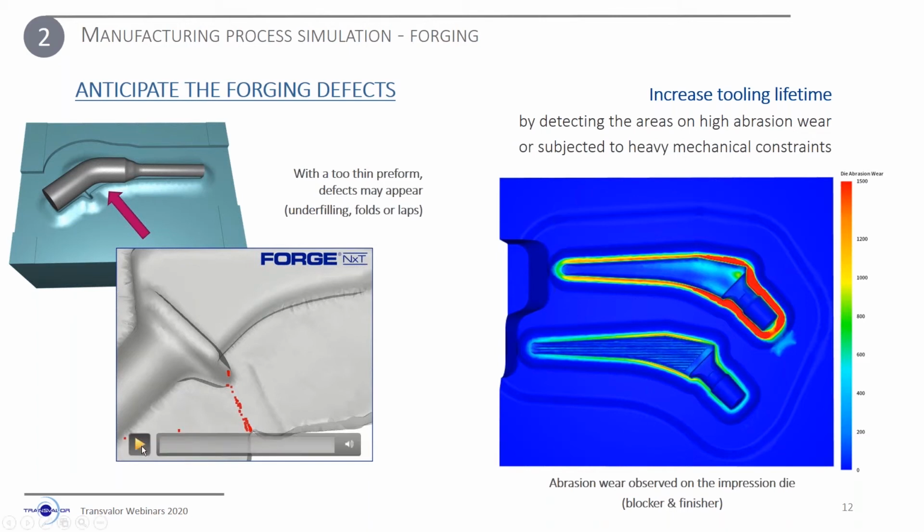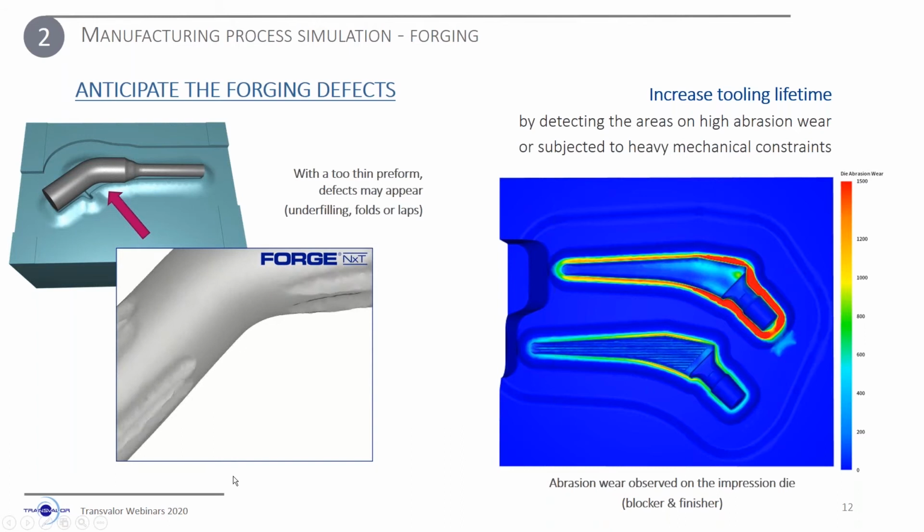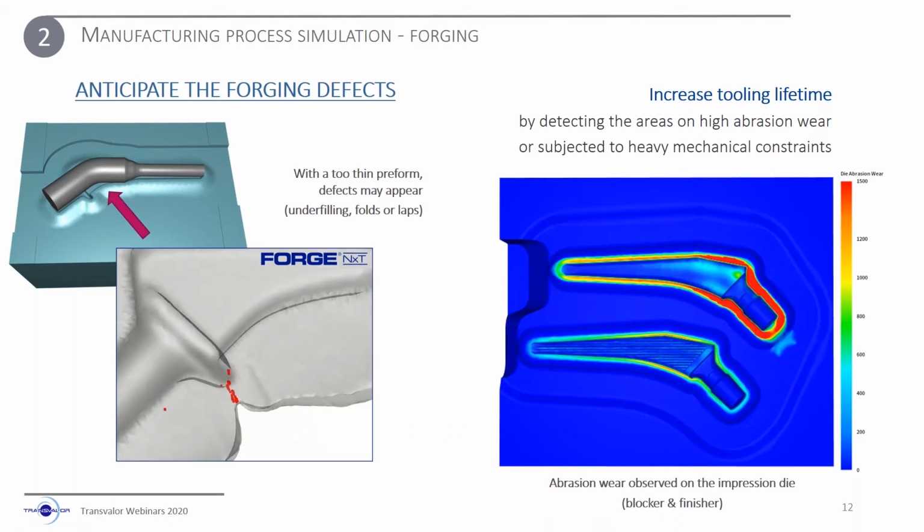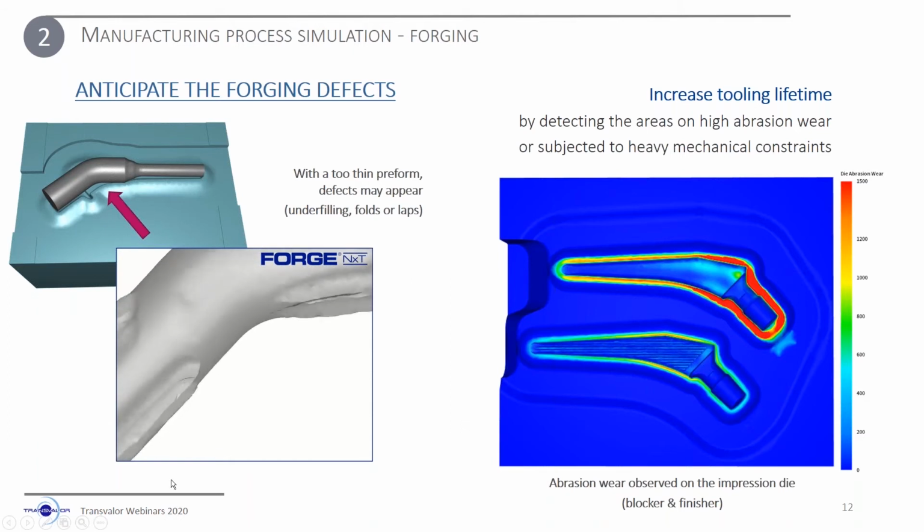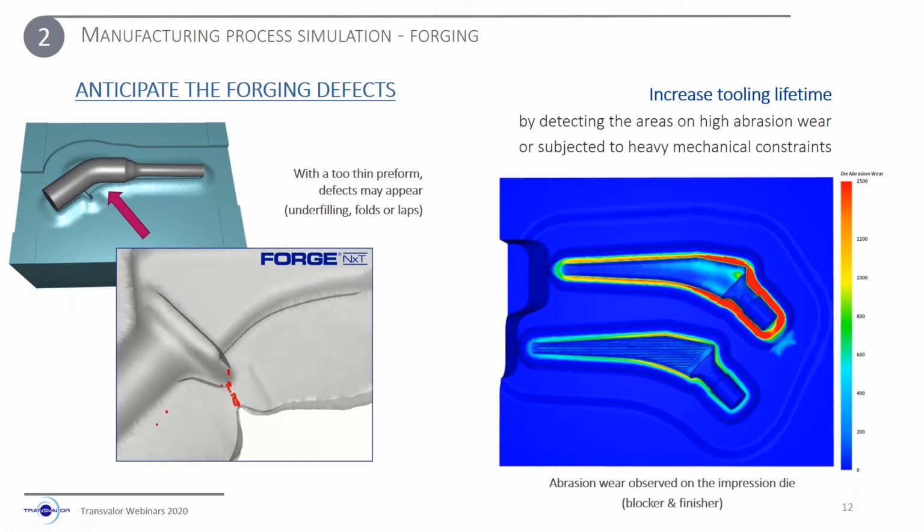The animation here on the left side shows how, if you start with a bad freeform, this can lead to a lap formation. This is what you can see with the small red dots in this animation. And so the software can track how the lap is created and how it will evolve. Basically, it is important to understand if the lap remains inside the component, this is bad, or if it is pushed away into the flash. In that case, the risk is much lower.